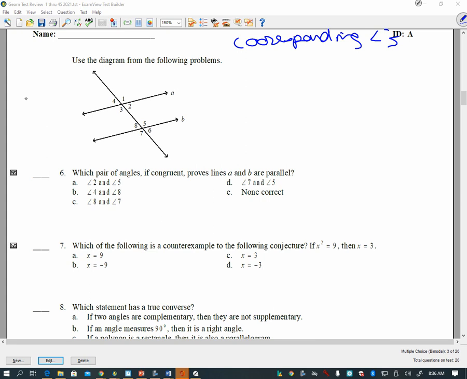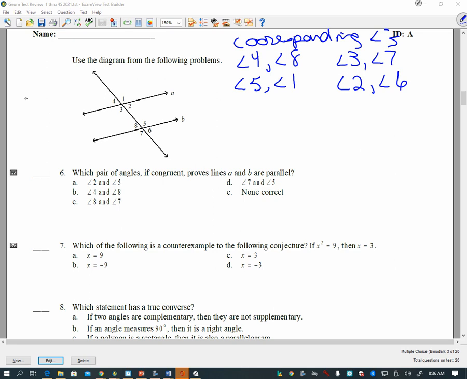4 and 8. Okay, do we see that? Okay, let's see, who gave me that? Allison? Somebody else give me another set of corresponding angles. 3 and 7. Good. Somebody else? 5 and 1. Okay, there should be one more. 2 and 6. Okay.